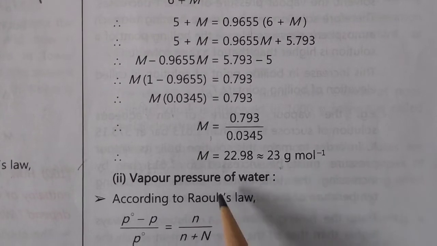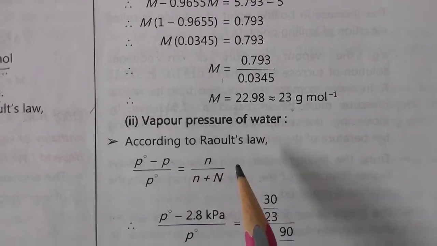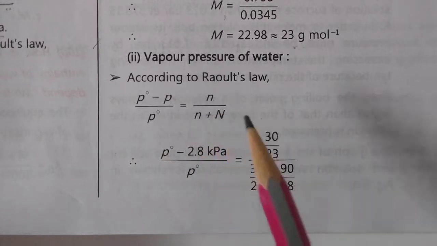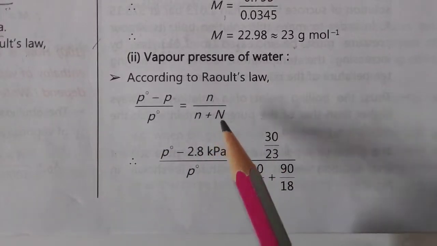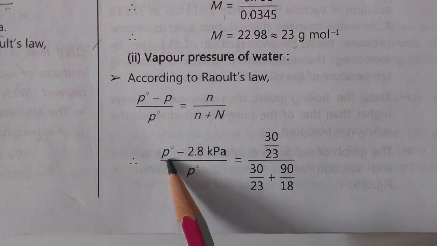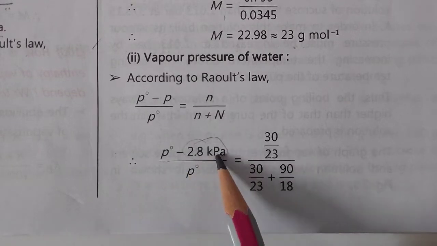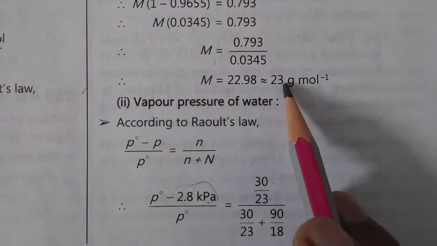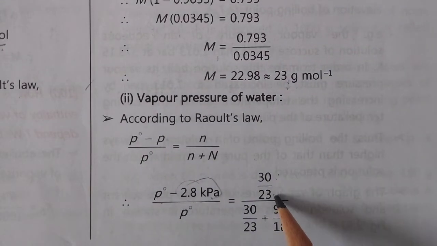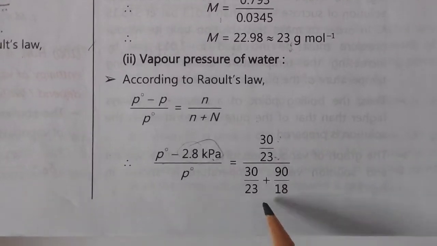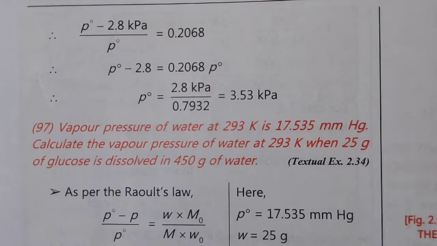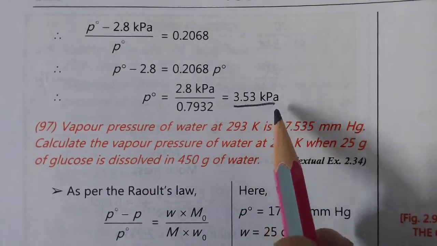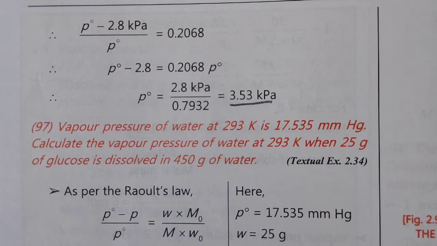Now the second part of the question is the vapor pressure of water. According to Raoult's law, P1 naught minus P1 upon P1 naught is equal to n upon n plus N, capital N, that is the solvent. Here we have to find the vapor pressure. For the condition given here, because we found M to be 23, 30 by M we were writing, so now it is 30 by 23. If you simplify this, you can see the vapor pressure will be equal to 3.53 kilopascal. Okay, so this was numerical number 2.19.